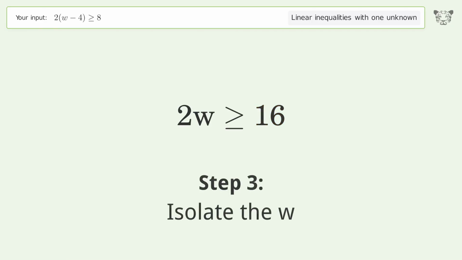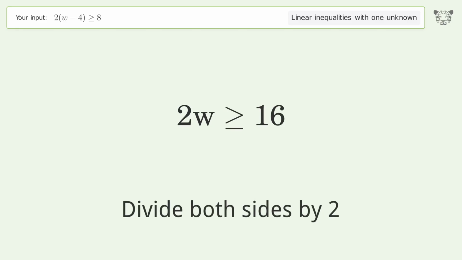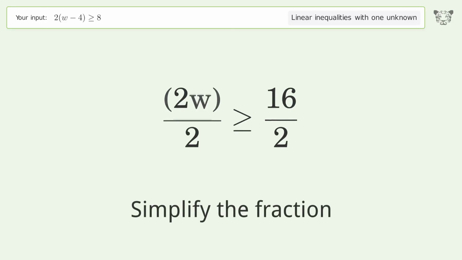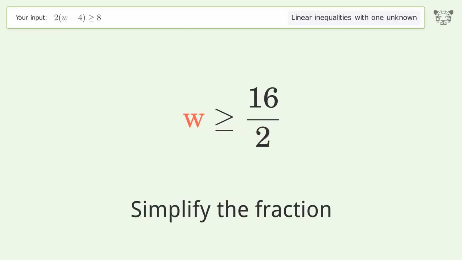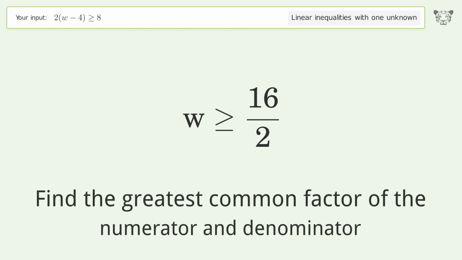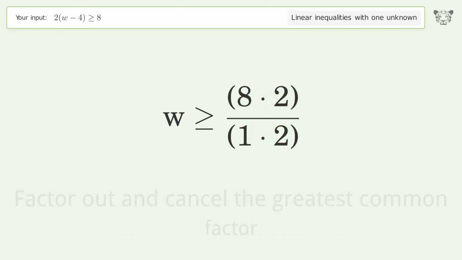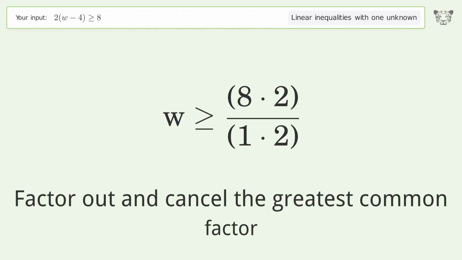Isolate the w. Divide both sides by 2. Simplify the fraction. Find the greatest common factor of the numerator and denominator. Factor out and cancel the greatest common factor.